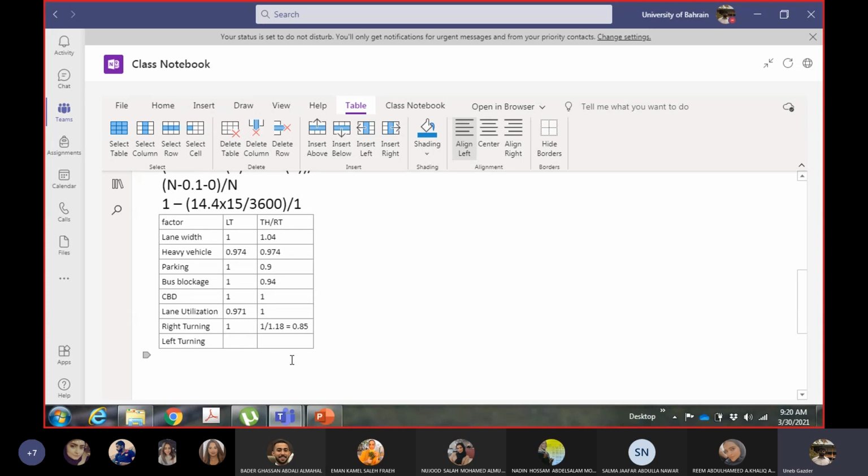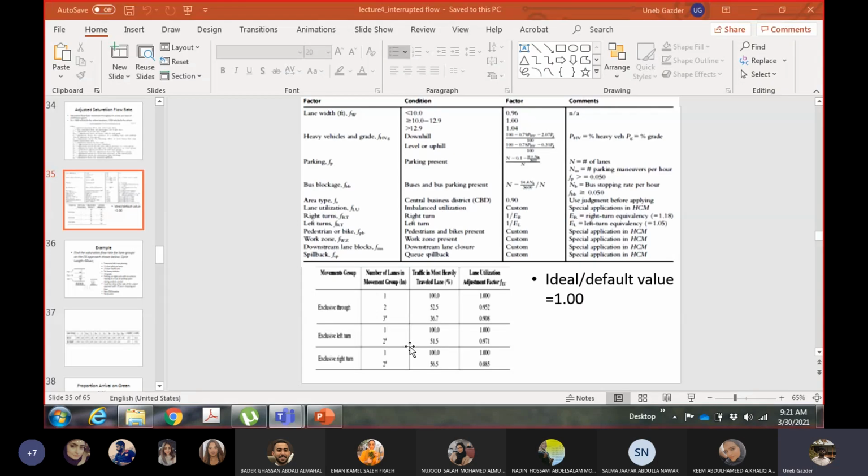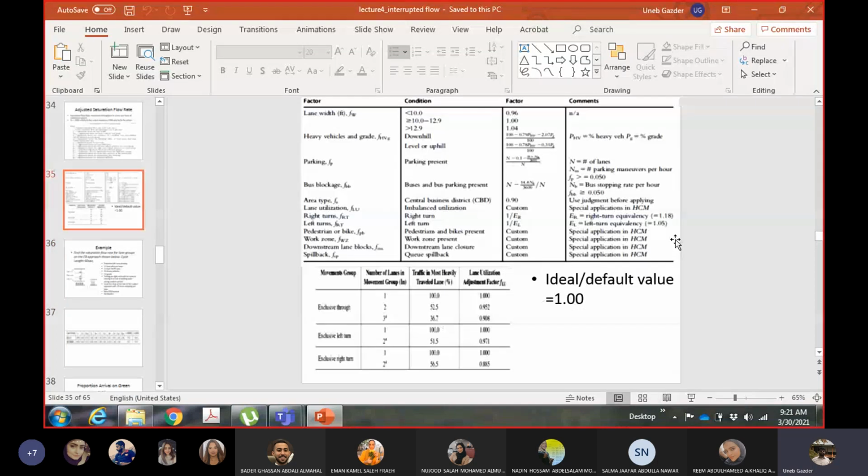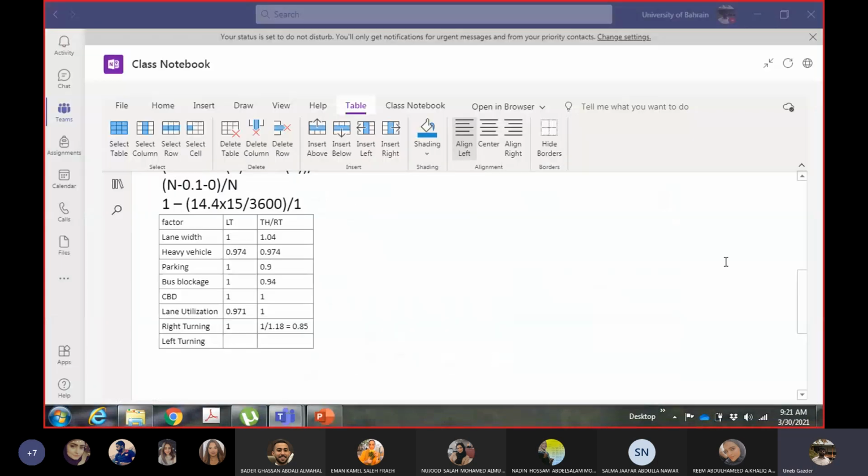Then for left turning, again 1 upon EL, so EL is 1.05. This one will be 1. There's no left turning here. So 1 upon 1.05, how much? 0.95.